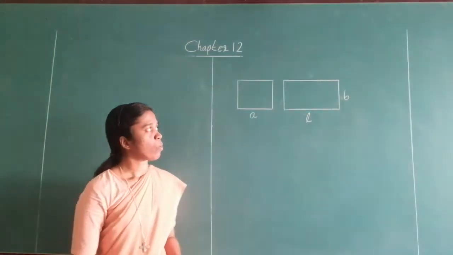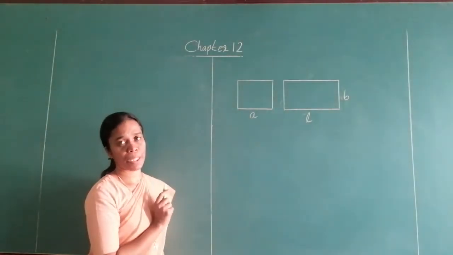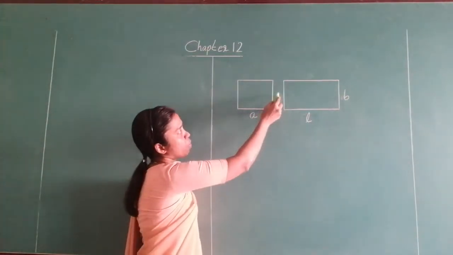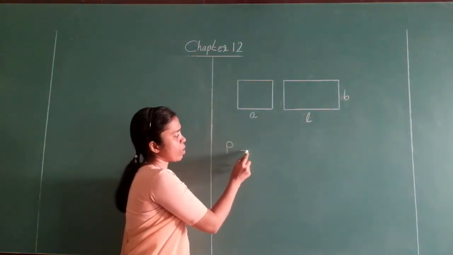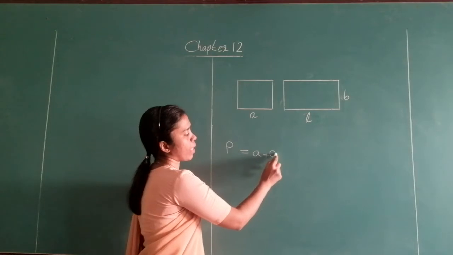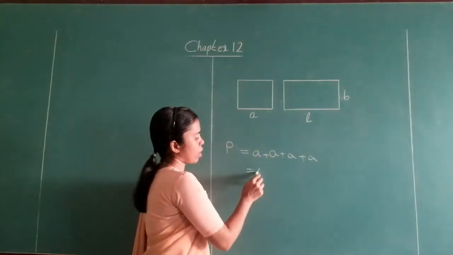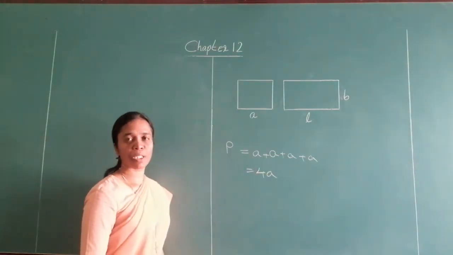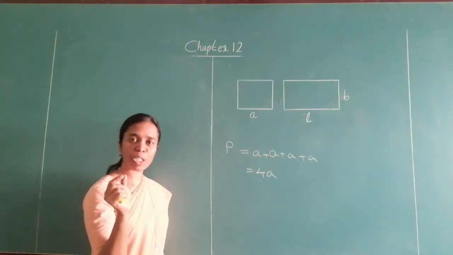Now, for a square, what will be the perimeter? Now, we know that the length of one side is A. This also will be A. This also will be A. This also will be A. So, perimeter for a square, we are adding the length of all the sides. How many times are you adding A? That is 4A. So this is the perimeter of a square. This is a formula. Perimeter of a square is equal to 4A.